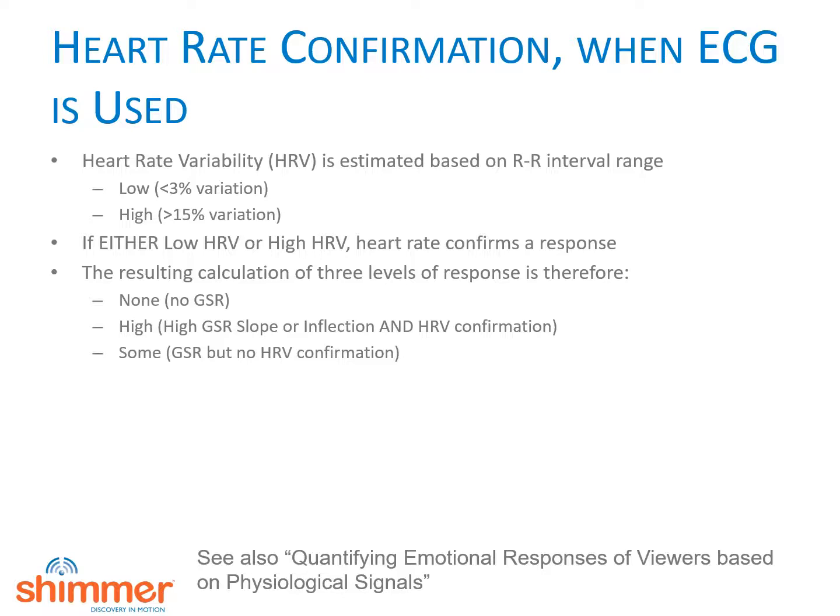In the case where we are measuring both ECG and GSR, we only classify a response as high if we have both a high GSR response and a confirmatory HRV response. If there is no GSR response, we will not identify a response based on HRV alone, and the response is no response. If there is a GSR response but no HRV response, we classify it as a medium response. The details of this are documented in a white paper, which is available from our website.